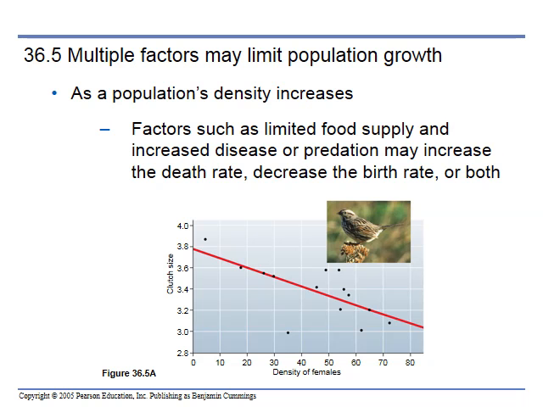All right, so multiple factors limit population growth. As a population's density increases, you're going to have more pressures put upon it. You might have limited food supply. When you get more density, there's an increase in disease. It's much easier for diseases to go through crowded city populations than out in the rural areas. You might have predation increase and death rate. So you can have a bunch of things that are going to start to limit population growth.